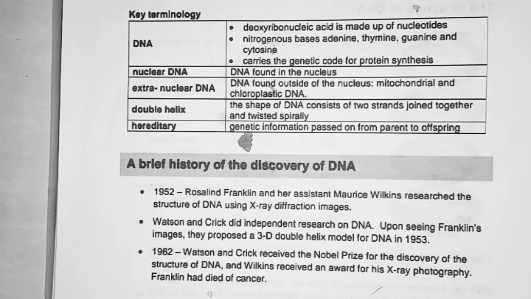So Watson and Crick were looking at Franklin's images of the DNA and decided to build a model of the double helix to represent it. It's like building an object and presenting it to people so that they can see the structure of DNA. So Watson and Crick did that independent research on DNA while seeing Franklin's images.